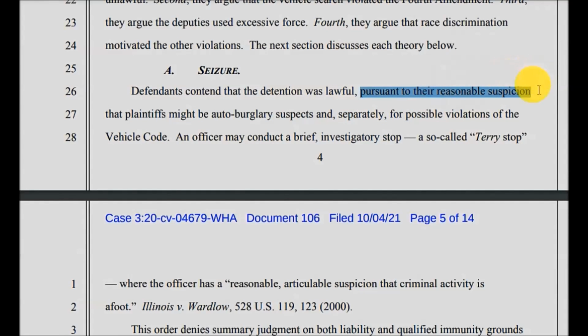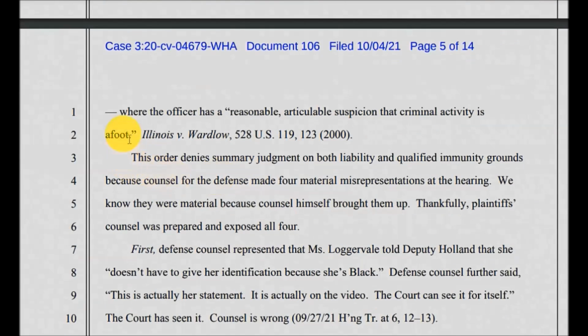Pursuant to their reasonable suspicion that plaintiff might be an auto burglary suspect, and separately for possible violations of the vehicle code, an officer may conduct a brief investigatory stop, also called a Terry stop, quote unquote, where the officer has a, quote, reasonable articulable suspicion that criminal activity is afoot.